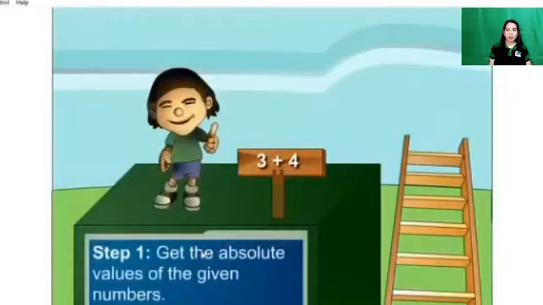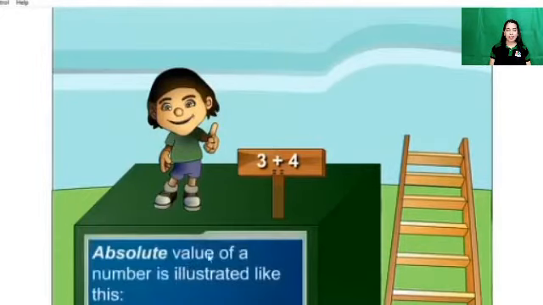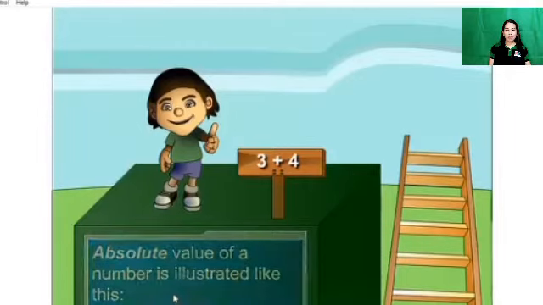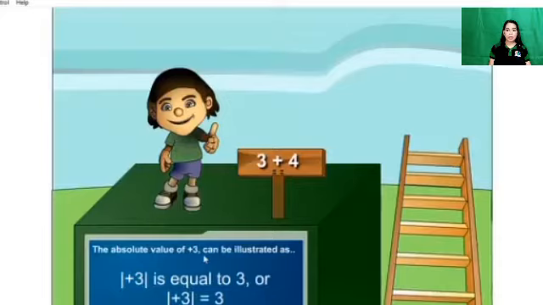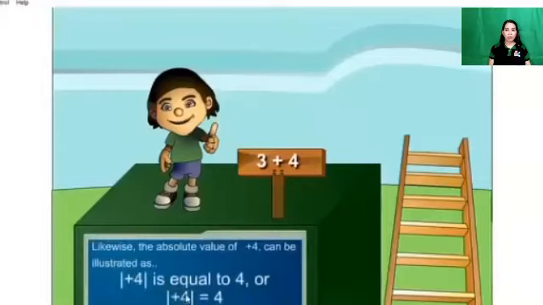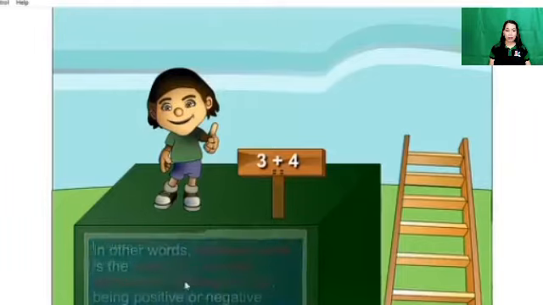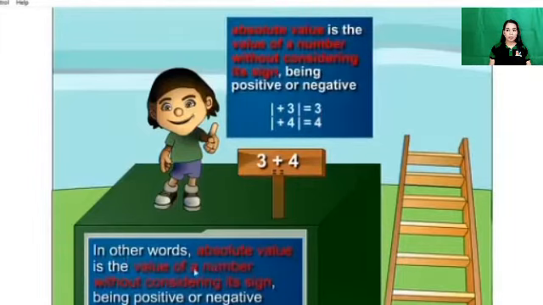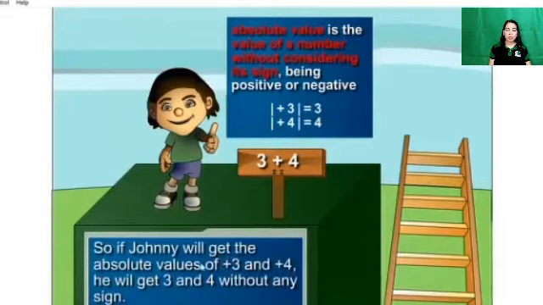Step 1. Get the absolute values of the given numbers. The absolute value of a number is illustrated like this. The absolute value of positive 3 equals 3. Likewise, the absolute value of positive 4 equals 4. In other words, absolute value is the value of a number without considering its sign, being positive or negative. So if Johnny gets the absolute values of positive 3 and positive 4, he will get 3 and 4 without any sign.